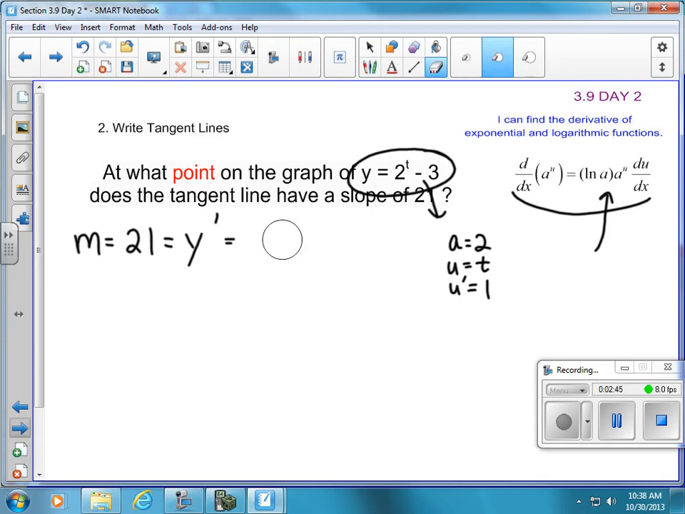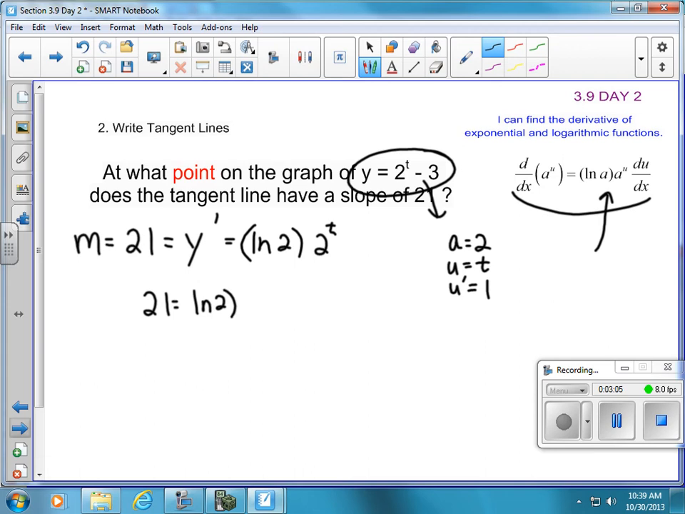ln of 2 times 2 to the t times 1. Okay? And that's our equation. So now what we want to do is set that equal to 21. Now we have to do a little fancy algebra solving. All right, we're going to divide by ln of 2, divide by ln of 2.